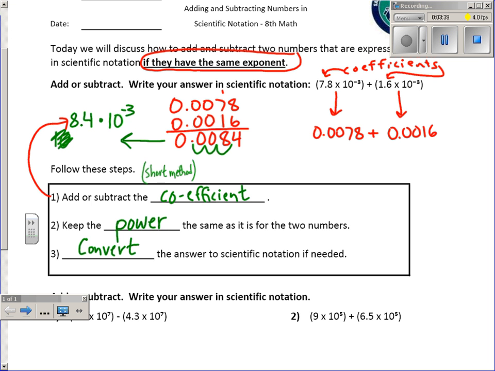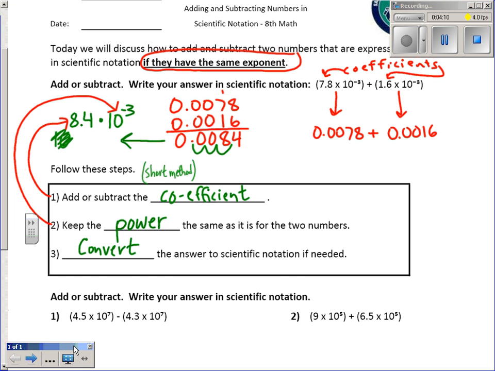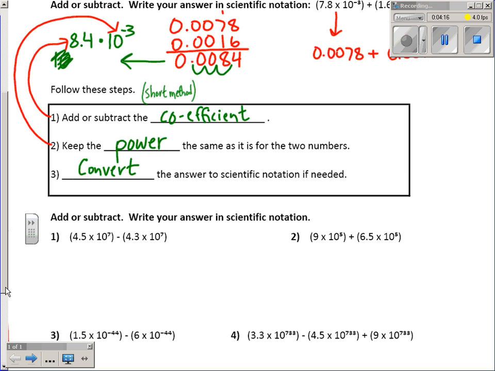Now, you keep the same power. You keep the same exponent. So that's going to be our 10 to the negative 3 right here. If this happened to be a number that wasn't in scientific notation, when you're done, you have to convert it to scientific notation. In our example right now, we don't have that. We will, though, in our problem right here on number 1. So let's do that together, and I think you'll see what I'm talking about.